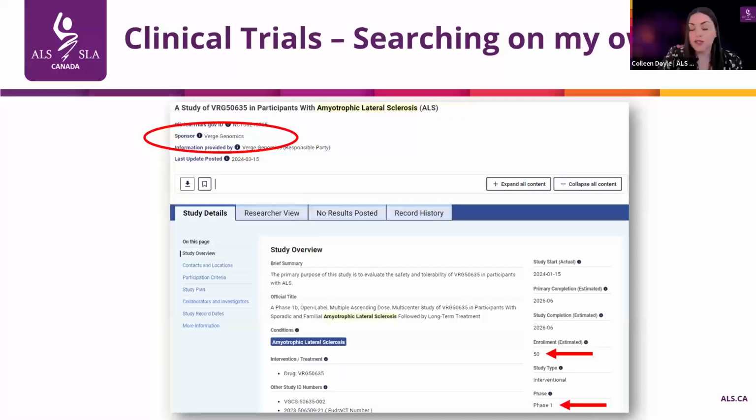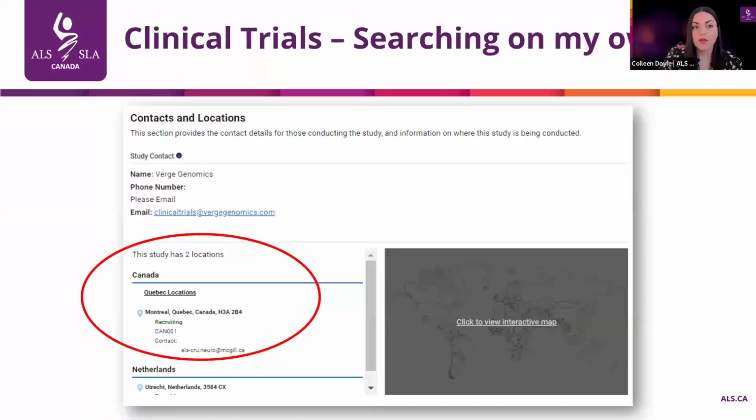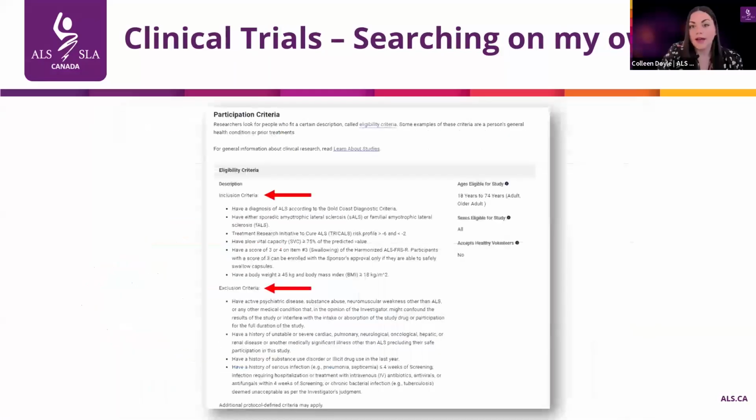You can learn more about the study sponsor, which is traditionally the pharmaceutical company developing the experimental treatment, as well as the estimated number of people who will be enrolled in the study and what phase it is. You can also see where the clinical trial is taking place. As you see here for this study, it is currently recruiting in Montreal at the Neuro. Finally, you can find information about inclusion and exclusion criteria, which can be helpful when trying to determine if a study may be appropriate for you.